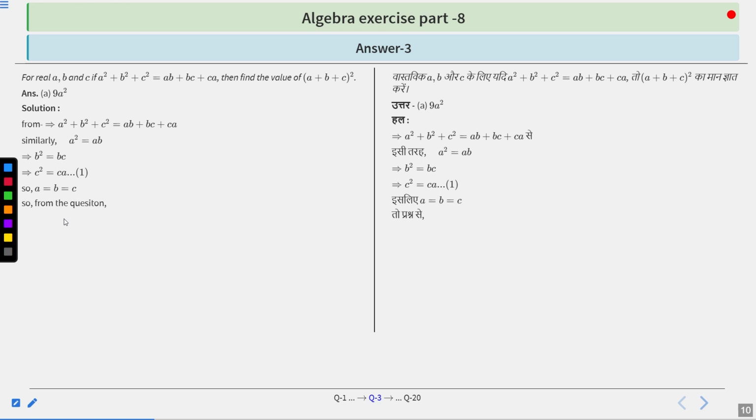So from the question, (a + b + c)² is going to be, in place of b and c we can also put a, because a, b and c are equal to each other. Therefore, a + a + a is 3a, and 3 squared is 9, and a² is a². So 9a², option A is the correct option.